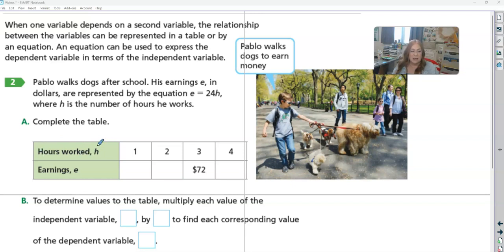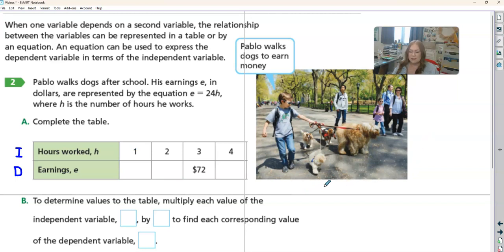So this first one here is going to be our independent variable. This one is the one he gets to decide. And how much money he makes is going to depend on how many hours he chose to work. So we won't know this one until we know how many hours he worked. So if he chose to work 3 hours, he'll make $72. So we need to know how much he's going to make in 1 hour.